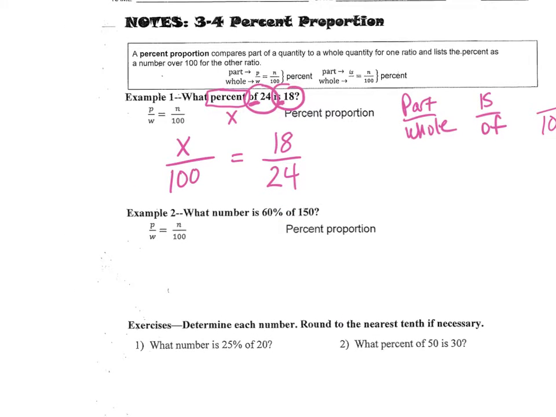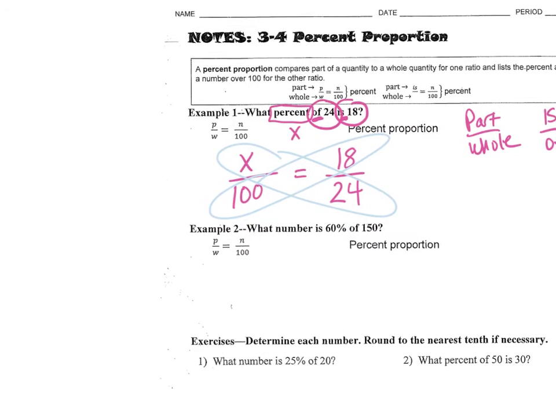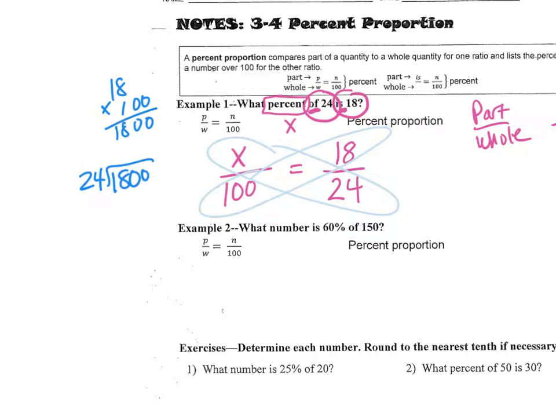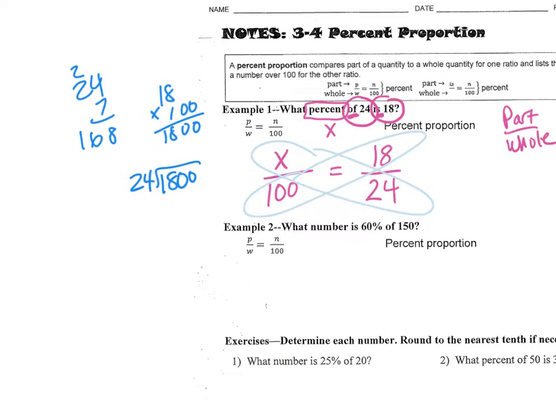And then just like we did on Friday when we were just solving those proportions, what do I need to do? Okay, we're going to cross multiply and then divide. So 18 times 100 gives me 1800. And then 1800 divided by 24 is what I want to solve. How do you do 1800 divided by 24? We'll try.